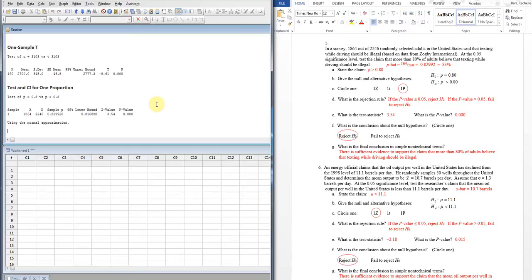So it appears there's sufficient evidence to support the claim that more than 80% of adults believe that texting while driving should be illegal.